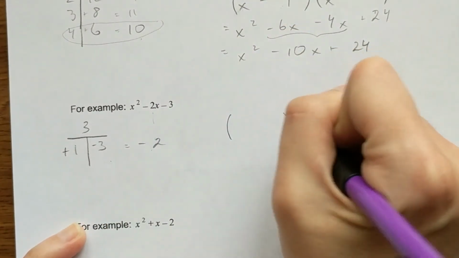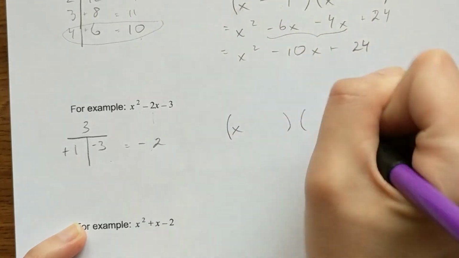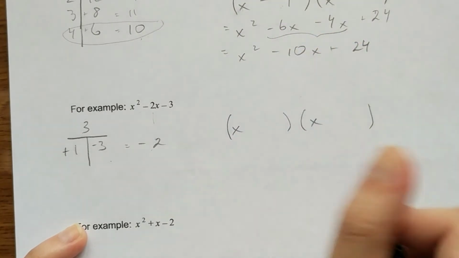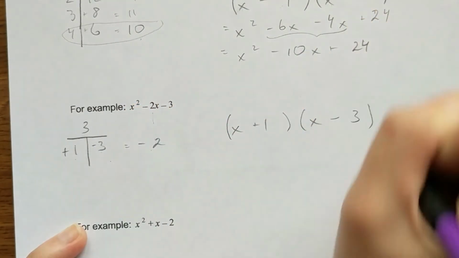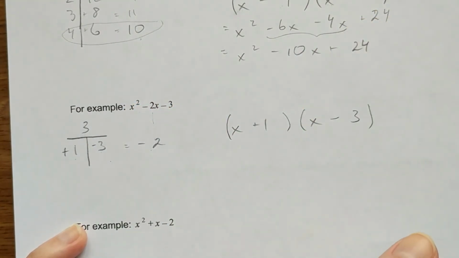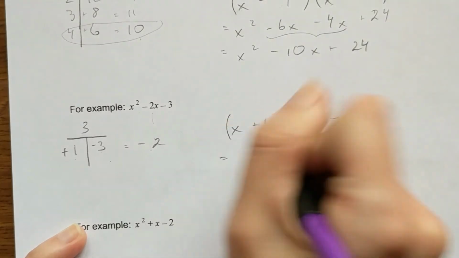I can go ahead and write my factored form, x and x. I have a positive 1 here, and I have a negative 3. And that is my final solution. Let's just double check by expanding.